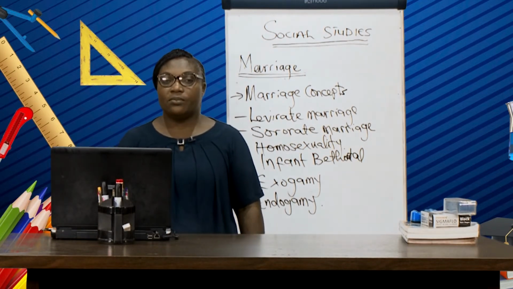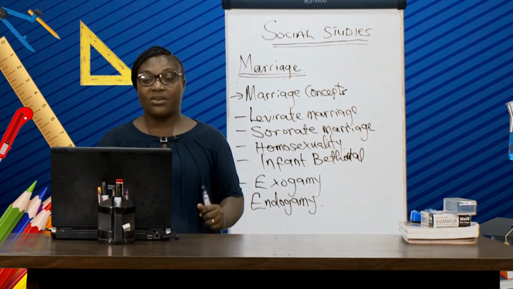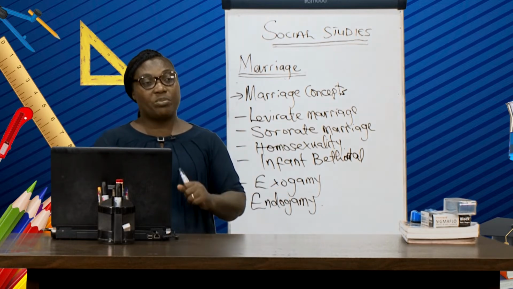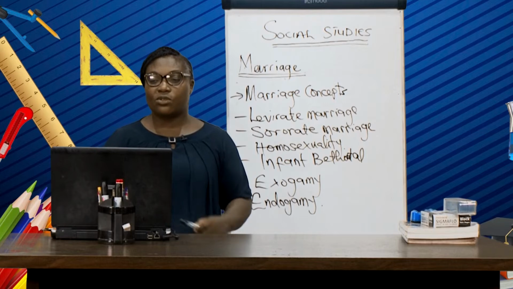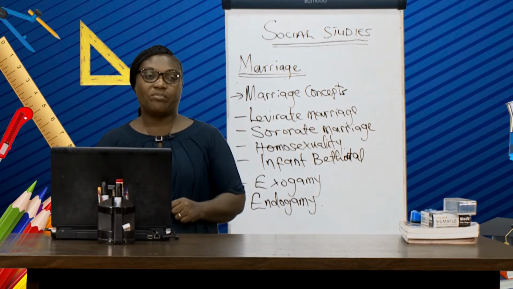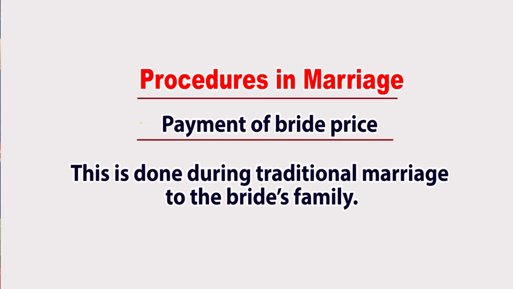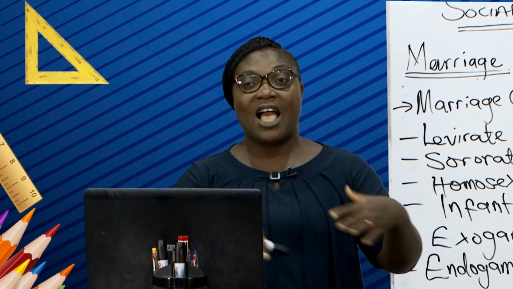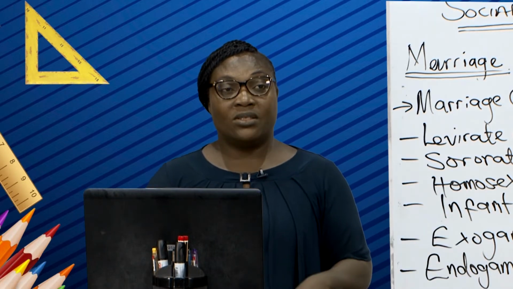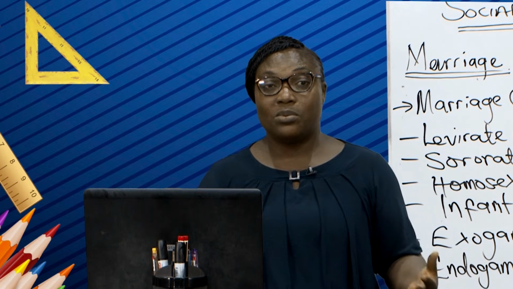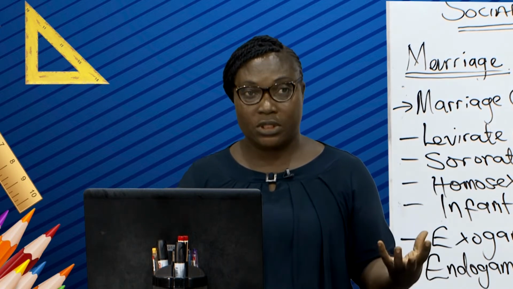After courtship, the two families will now agree on how the bride price will be paid. That leads us to payment of bride price. This is done during traditional marriage to the bride's family. And the bride price differs from one family to another, from one ethnic group to another ethnic group. There are some ethnic groups that will demand a huge amount of money.